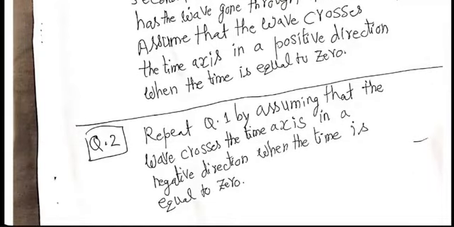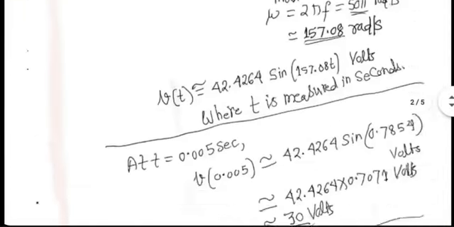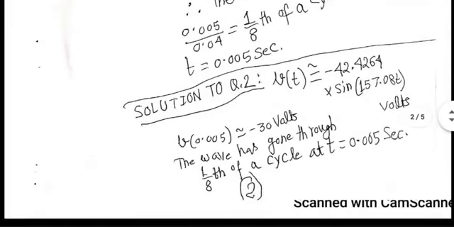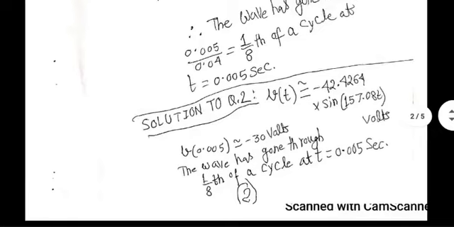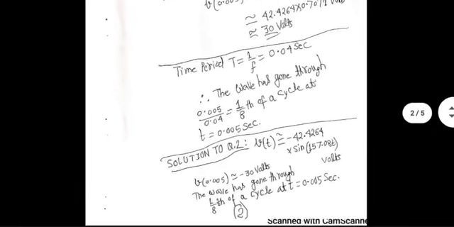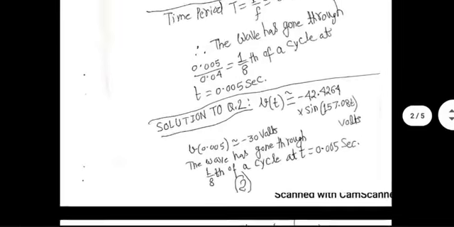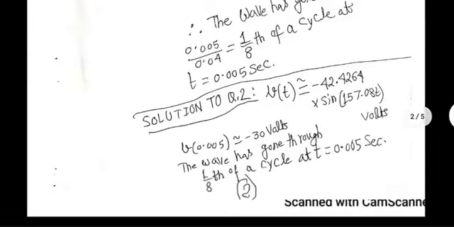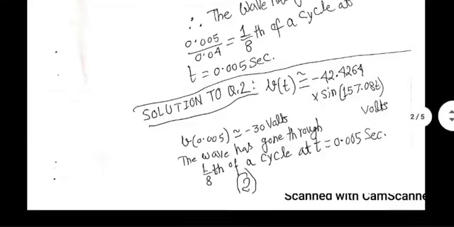Next question, let's repeat question 1 by assuming that the wave crosses the time axis in a negative direction when time is equal to 0. Here you will have to put a minus sign in the beginning to ensure that the gradient is negative at t equal to 0. Everything else is unchanged except the minus sign. You can figure out the answers based on that.